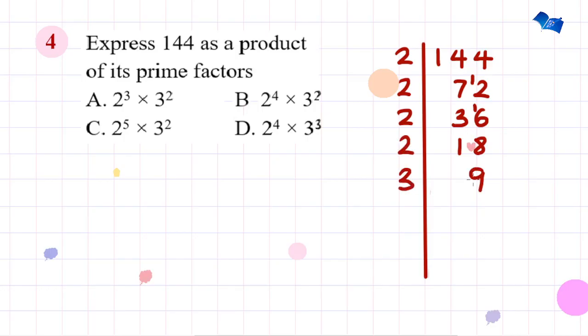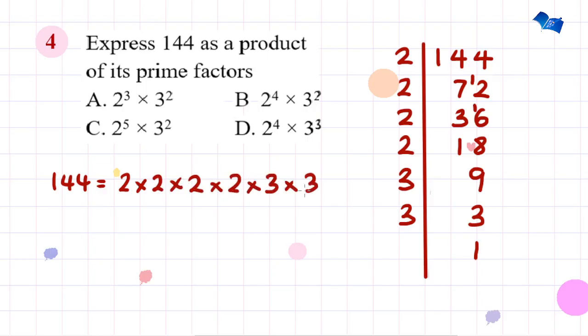Let's go with 3. 3 into 9 is 3. 3 can still go. Into 3 is 1. So when you get to 1, you stop and then multiply this. 144 is equal to 2 times 2 times 2 times 2 times 3 times 3. And expressing this in index form, we have 2 multiplying itself how many times? 4 times. So 2 raised to power 4. 3 multiplies itself how many times? 2 times. So we have 3 raised to power 2. That is our answer. 2 raised to power 4 times 3 raised to power 2.